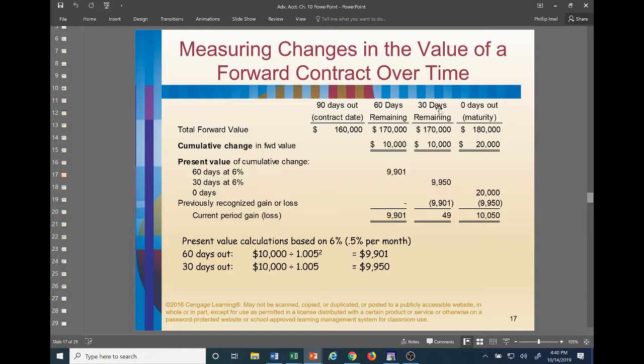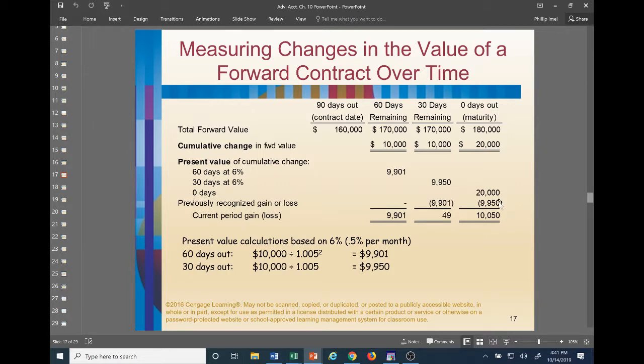For 30 days out, we have 10,000 divided by 1.005, and that's going to leave us with 9,950. That's the present value of the cumulative change at this point in time, less the previous gain, which would be the 9,901 from right here. So this current period gain is only going to be $49. Now when there's 0 days out, no need to do the present value because we already know what it is. It's $20,000.